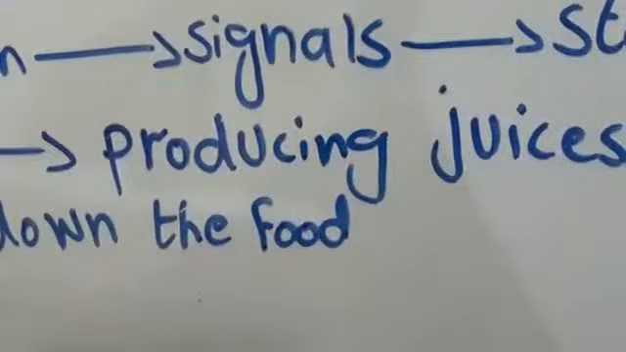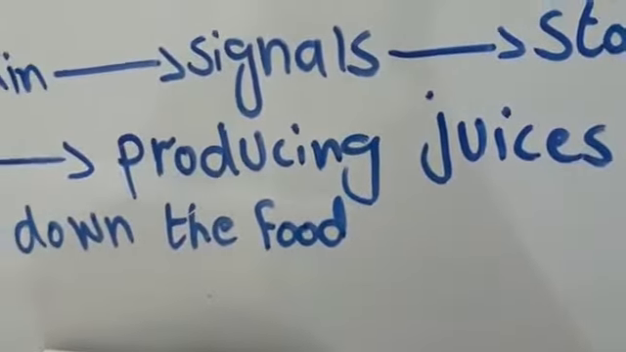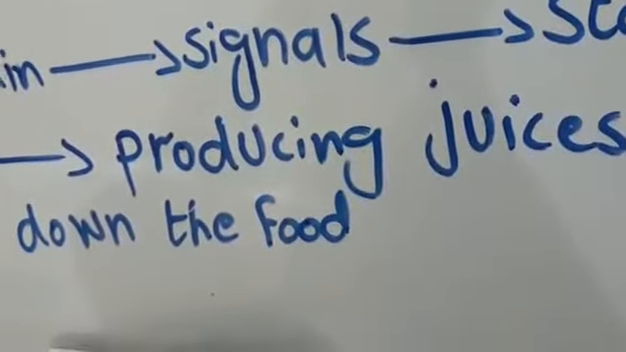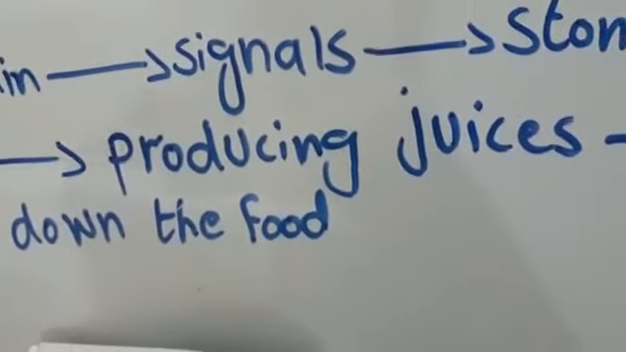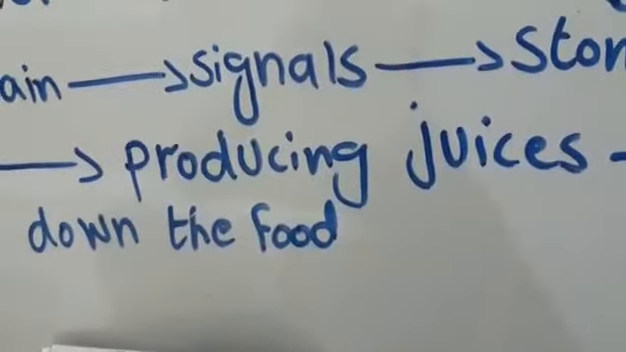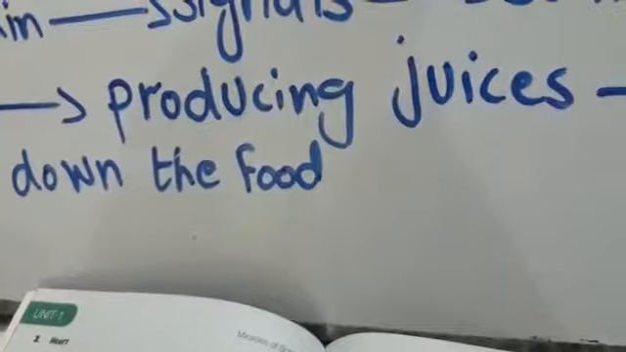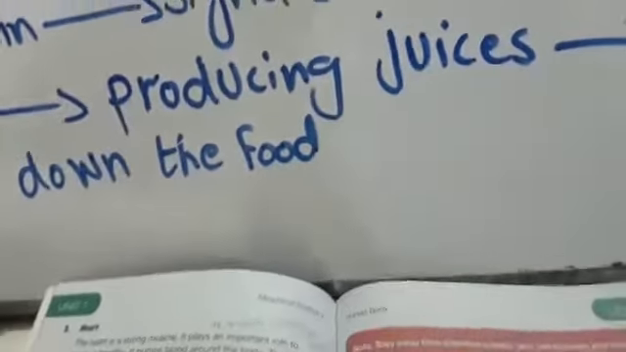the food. Okay, it takes around 7 seconds for food to travel from your mouth to your stomach. How much time does it spend? 7 seconds. When we eat something, it takes 7 seconds from our mouth to our stomach. Clear? This is the picture of the stomach. You can see clearly in your book.